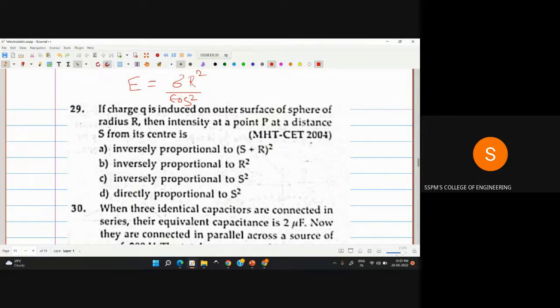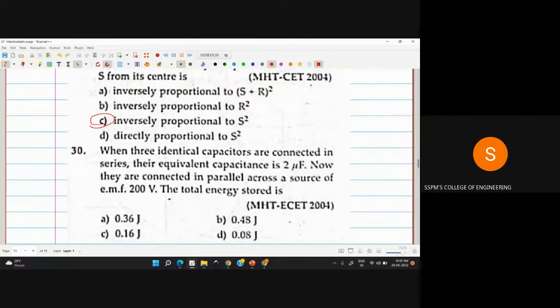So see what the correct option will be. Now sigma is constant, R is a constant, epsilon 0 is a constant. So the electric field is inversely proportional to S square. So option C is the correct option. In this way you solve.